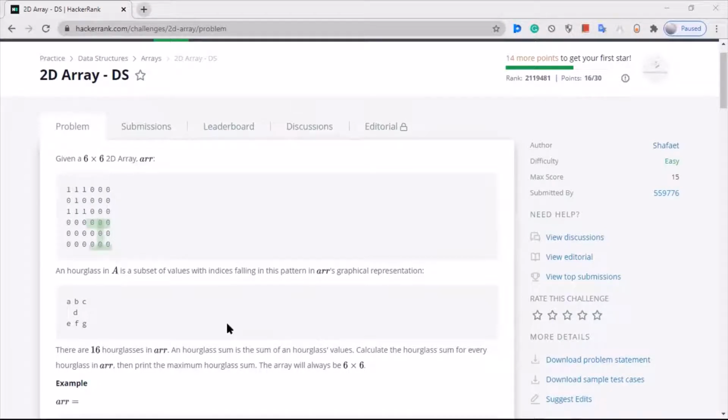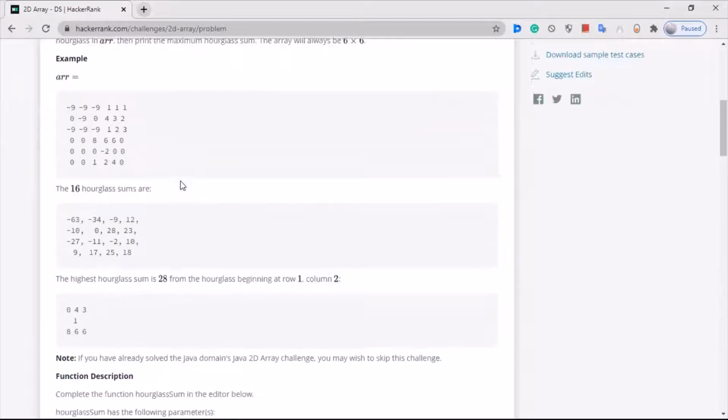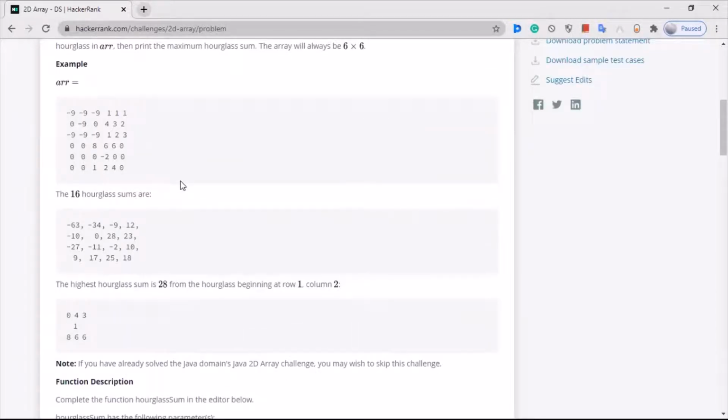So we can see that there are only 4 possible hourglasses per row and per column. To print the maximum sum, what we have to do is calculate the sum of each of the 16 hourglasses and print the maximum sum out of the 16 hourglasses. So here we can see that if this is the matrix, then you can calculate the 16 hourglasses and their corresponding sums, and the maximum sum we can see here is 28. So 28 is our answer for this array.